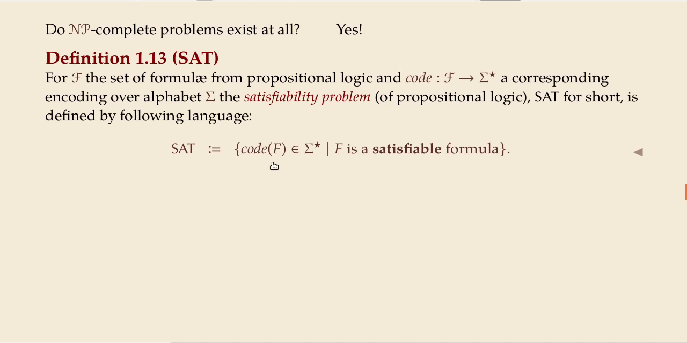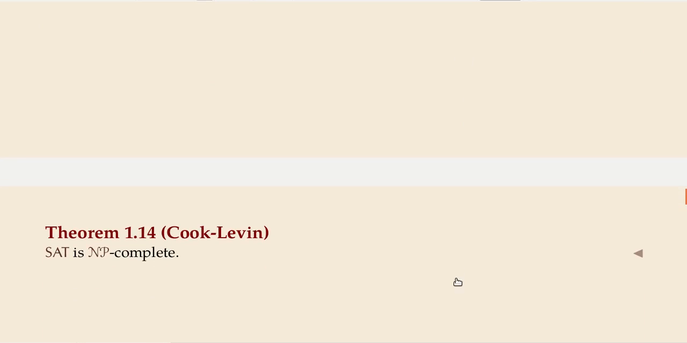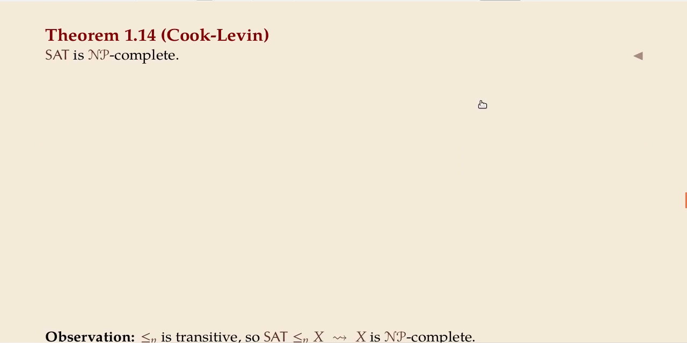And then we have the language of all encodings of all formulas that are satisfiable, where there is some assignment of the variables so that the whole formula is true. Now, why is that a good problem? Because it's NP complete, and it's maybe the only problem where it's kind of convenient to show that it is NP complete from the definition. I think you probably have seen a proof of this. But still, I want to sketch a bit how it's done.